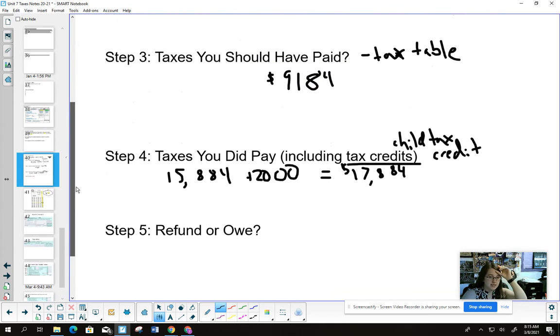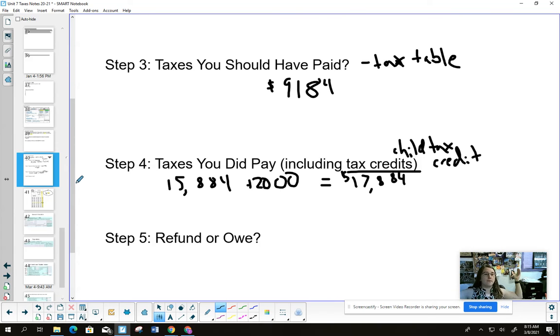So once you have reached this step in your taxes, you're at the last step. We compare what should have been paid to what did get paid, including tax credits. And then we can say refund or owe. So focus on which is which. This is the should have paid. This is the did pay. Do we think refund or owe? This is a refund. Because again, guys, you have to focus on which is which. She did pay this much, including the child tax credit. But she was only supposed to pay $9,184. So this is going to be a nice fat refund.